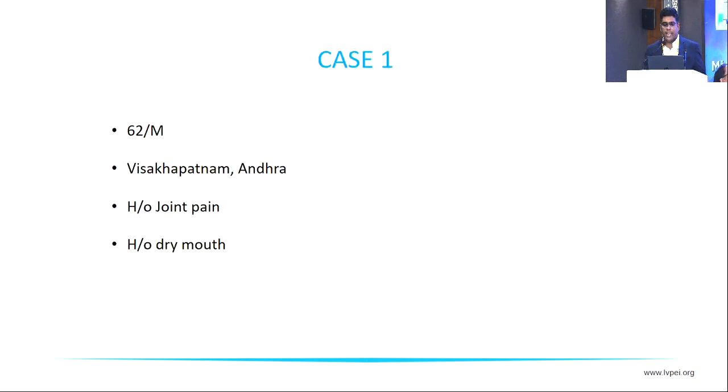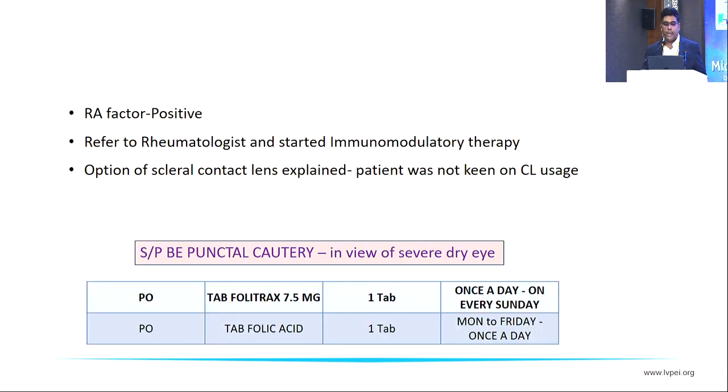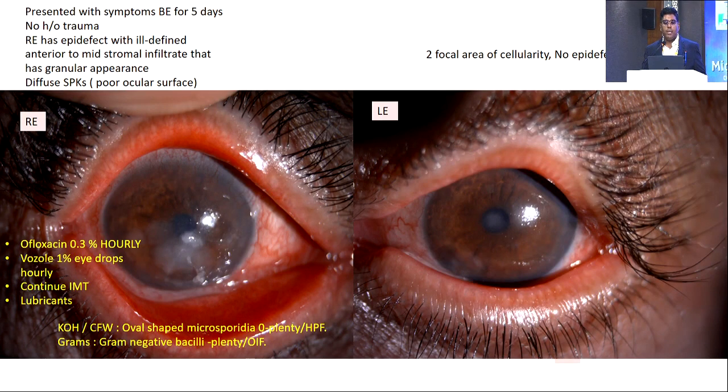Starting with case 1, a 62-year-old male from Visakhapatnam who is a known case of rheumatoid arthritis on immunomodulatory therapy, presented to us with symptoms in both eyes for 5 days. On examination, he had a right eye epithelial defect with ill-defined anterior to midstromal infiltrate that had a granular appearance and SPKs. In the left eye, 2 focal areas of cellularity were noted. Scraping showed oval-shaped microsporidia along with gram-negative bacilli.